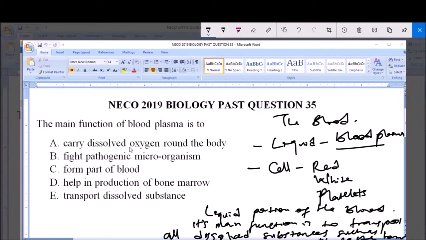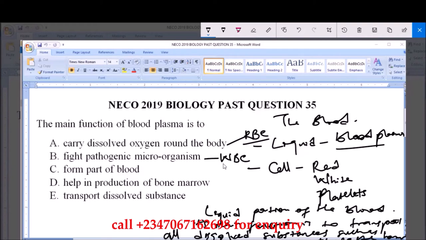Now option A says carry dissolved oxygen around the body. This is the function of the red blood cells. The red blood cells are responsible for the transport of oxygen due to the presence of hemoglobin. B says fight pathogenic microorganisms. This is the function of the white blood cells. White blood cells are concerned with the defense mechanism of the body.